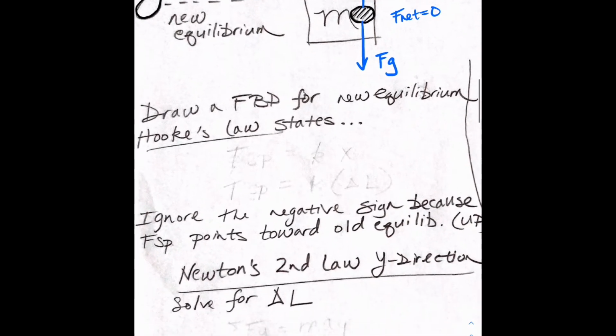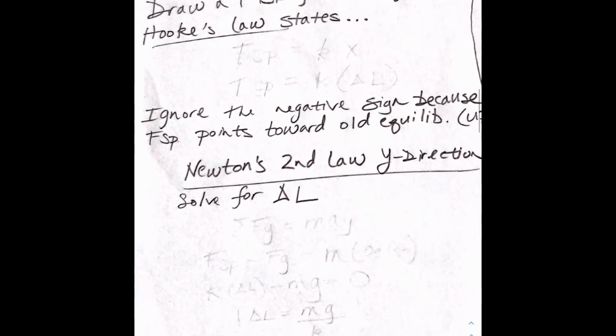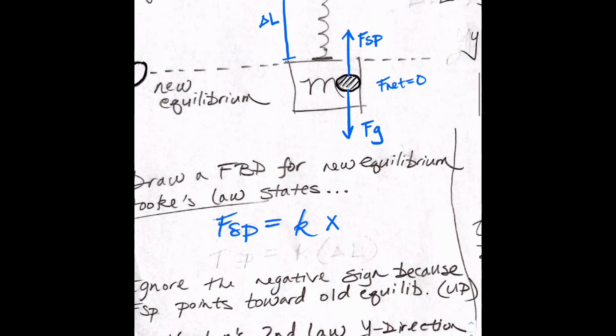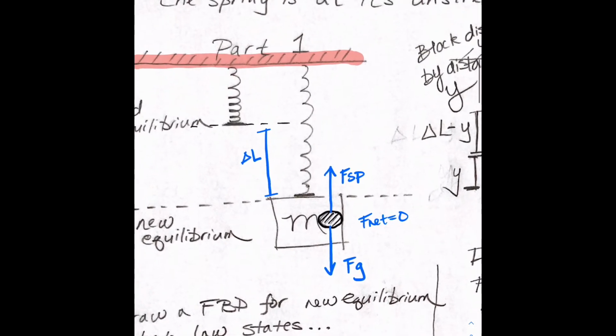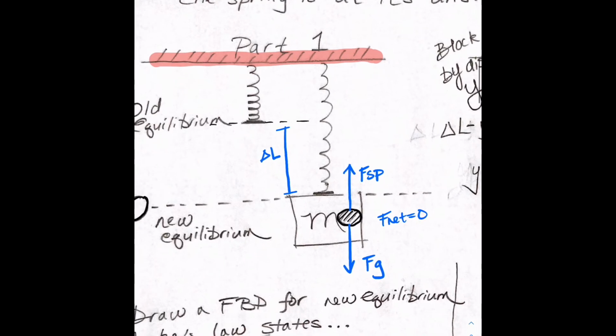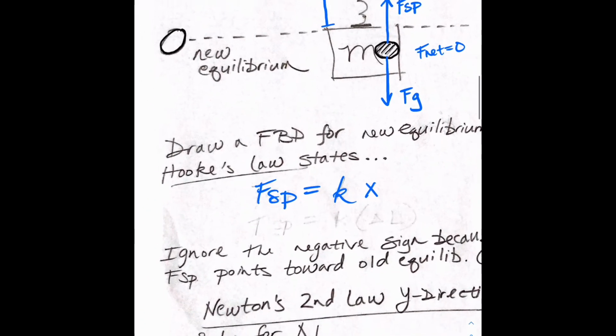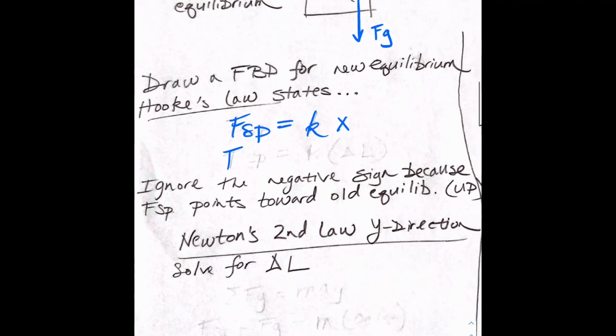All right, let's go ahead and move down. Draw a free body diagram for new equilibrium. Okay, so Hooke's law states what? All right, Hooke's law states that the force of the spring is equal to kx. And here we're working in the y direction. And so the displacement from old equilibrium is delta L, right? So let's go ahead and write that in down here.